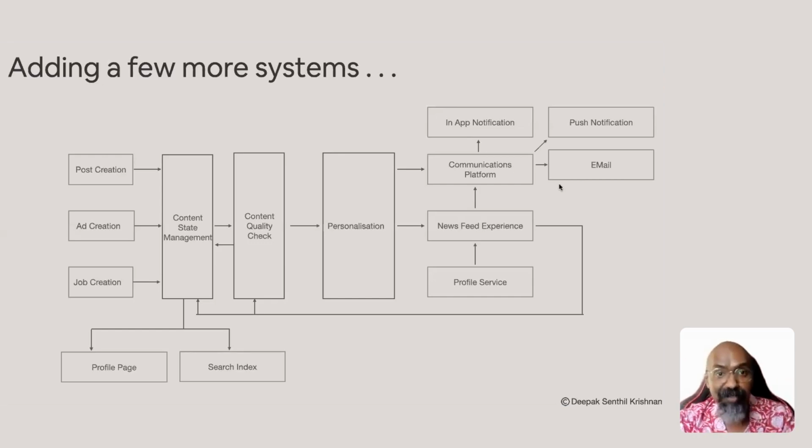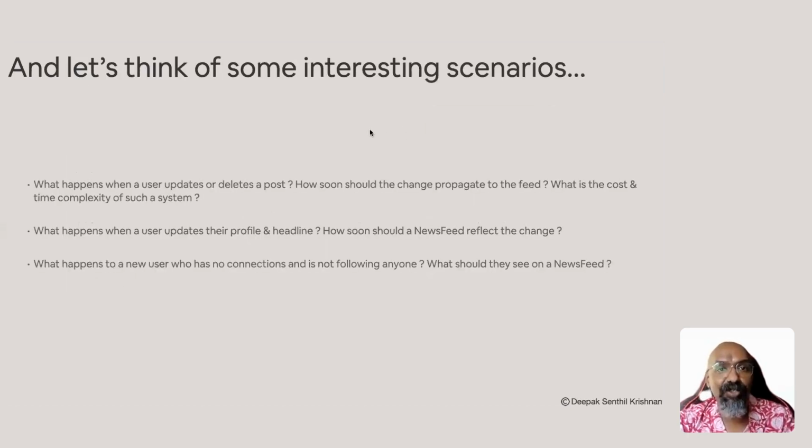Now, this gets only more interesting if you start going into certain scenarios. For example, in all of this complexity, imagine what happens when a user updates or deletes a post. A question then comes up: how quickly should this change propagate to a feed? Should it happen instantaneously? Should it happen after a few seconds? And therefore, what are the technical complexities of such a system? Because imagine a platform that has 600 million users, where a user makes a post and that content is suddenly pushed out to a few thousand users. And when a delete action is made, how quickly should that change propagate? And therefore, what kind of technical infrastructure should power it?